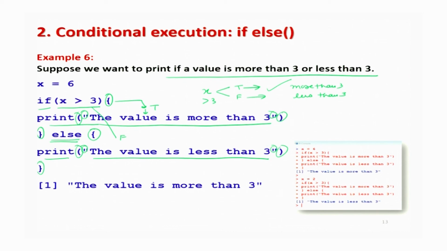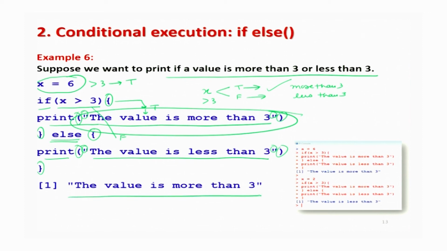So, now in case you consider here x equal to 6, because 6 is greater than 3, this condition is true. So, whatever is under the true part, that the value is more than 3, that is going to be printed here, right.